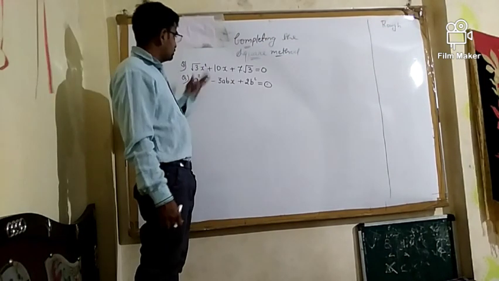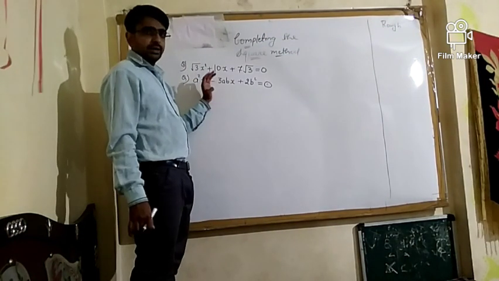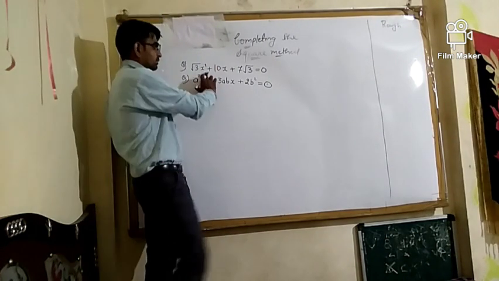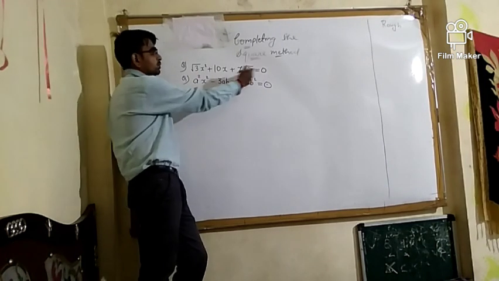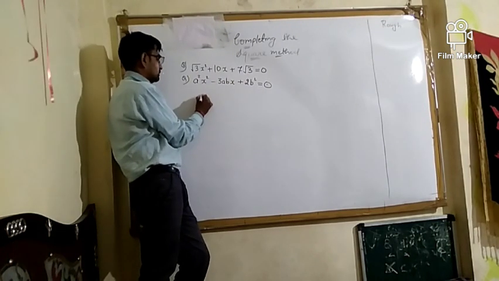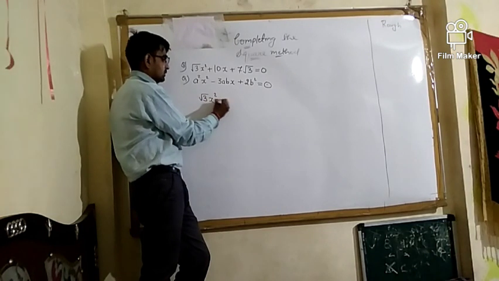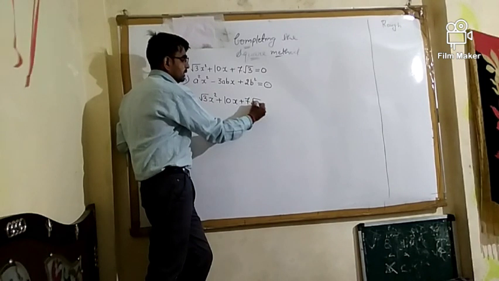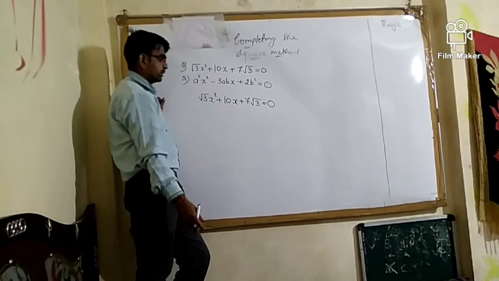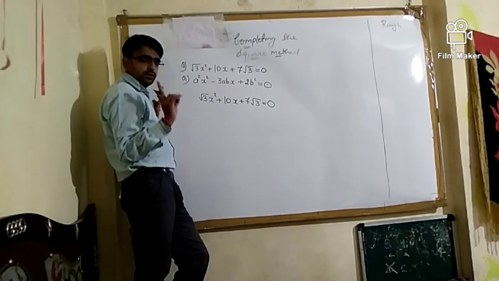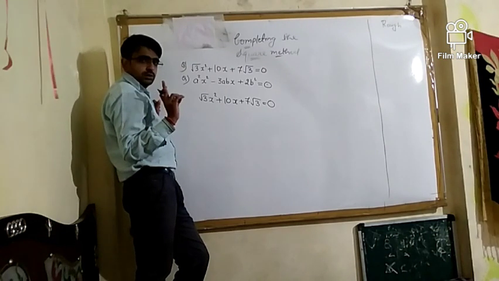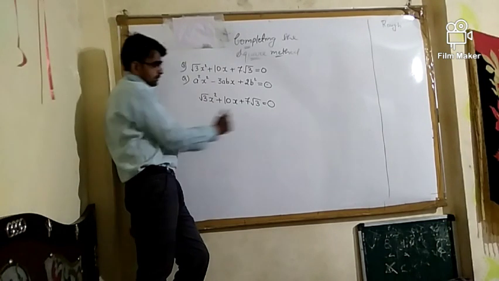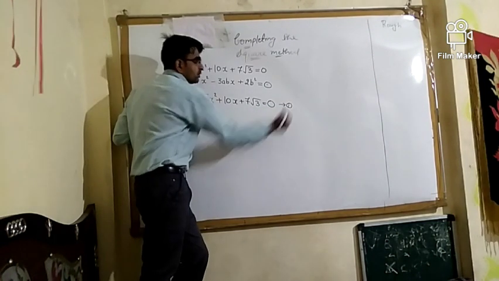Okay, so a few more questions we will try using this method. See, I have written two questions. The first one is root 3 x square plus 10x plus 7 root 3 equal to 0. Okay, so what was the first step of the algorithm? It was just make the coefficient of x square as 1. So let this be equation 1.